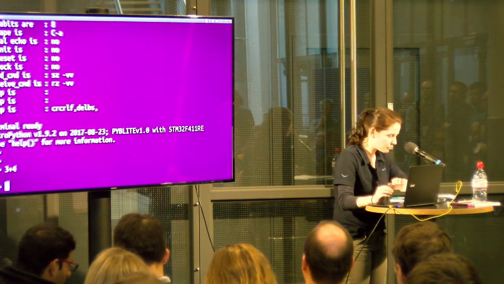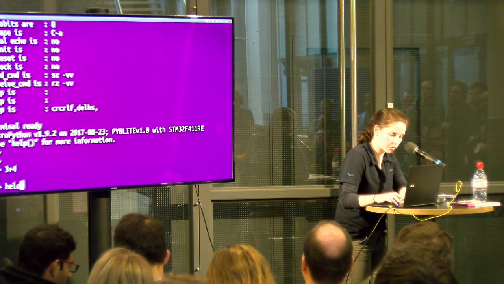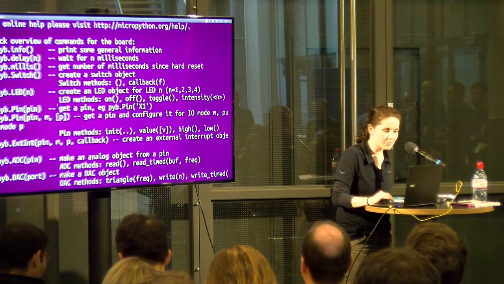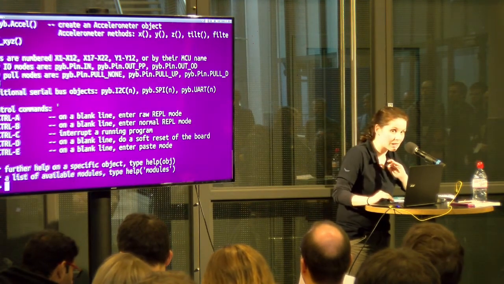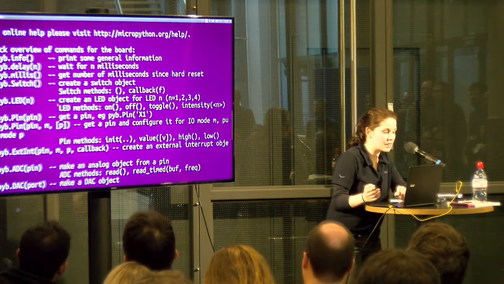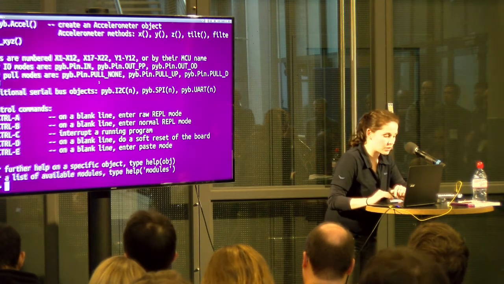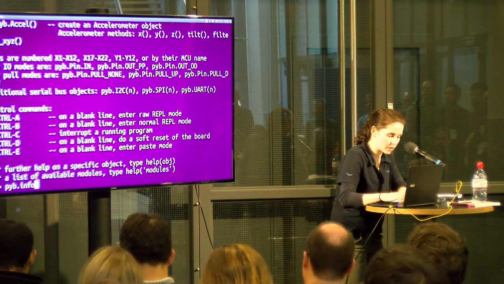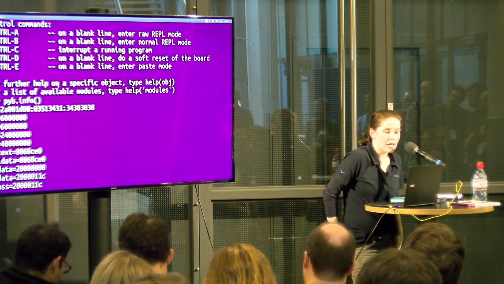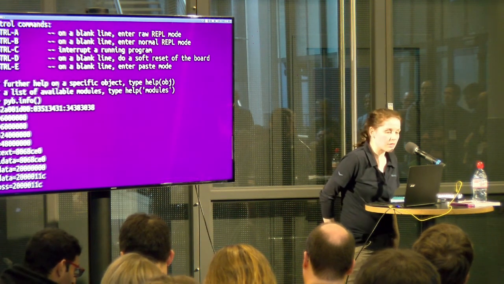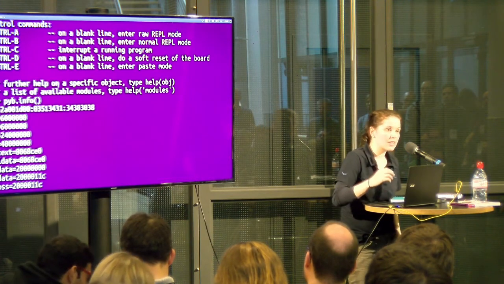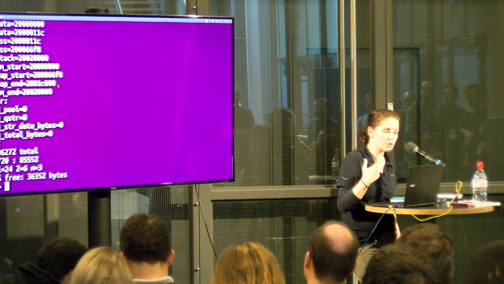Now you can type simple functions. Or if you type help, you have different modules. What is on your board? You can type pyb.info to get some general information about what's on your board. Inside this REPL, you can use Control-R to enter raw REPL mode, or Control-B to enter the normal REPL mode. Like that, you can program interactively and see what happens, and don't have to edit the main.py directly and eject and plug it in again.